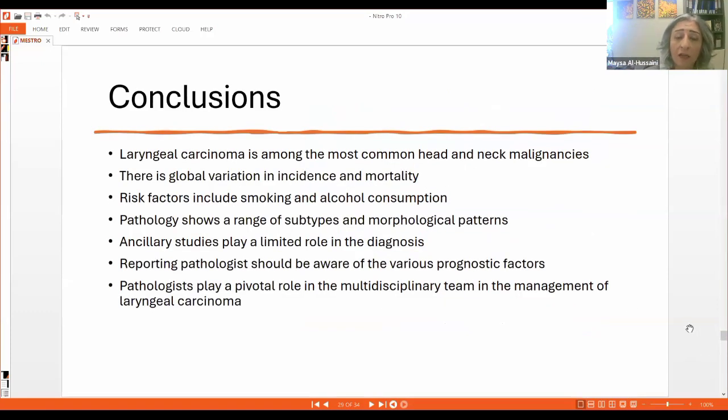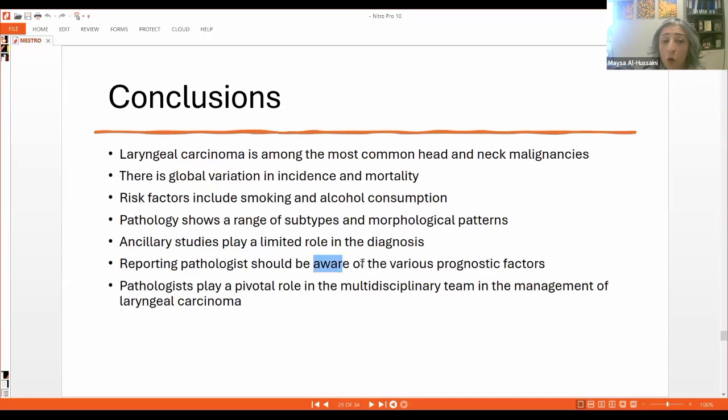So in conclusion, laryngeal carcinoma is among the most common head and neck malignancies. There is definitely a global variation in incidence and mortality, parallel to the risk factors, in particular smoking and alcohol consumption. And pathology shows a range of subtypes, whether pre-invasive or invasive. In the invasive, we have the conventional type and the other variants or patterns that would initiate lots of differential diagnoses. Sometimes we have to depend on ancillary studies, in particular immunohistochemistry, in order to render the appropriate diagnosis.